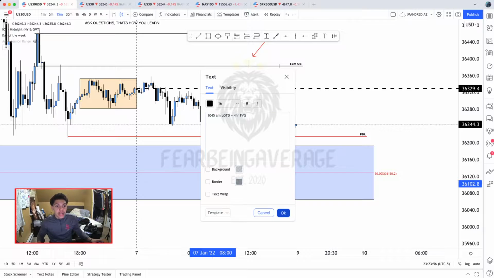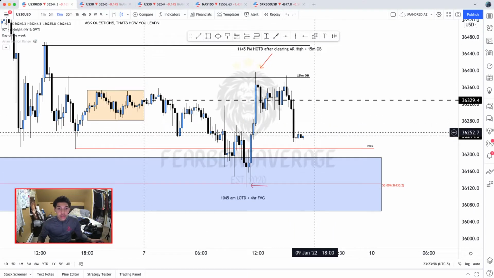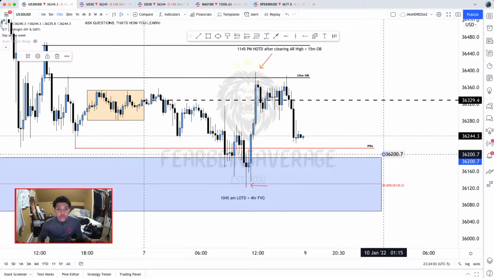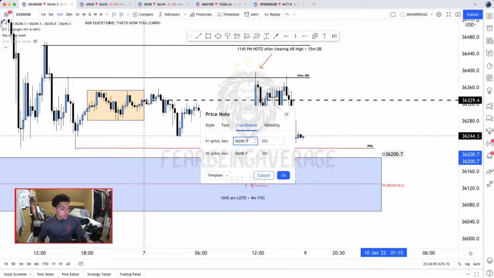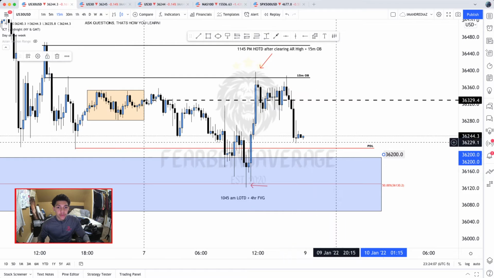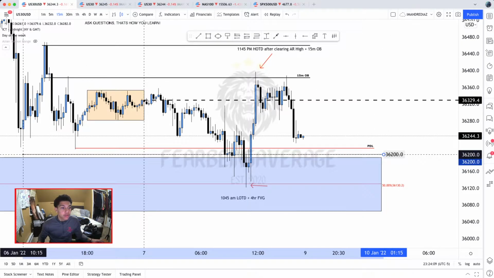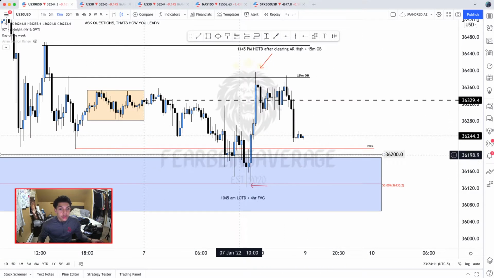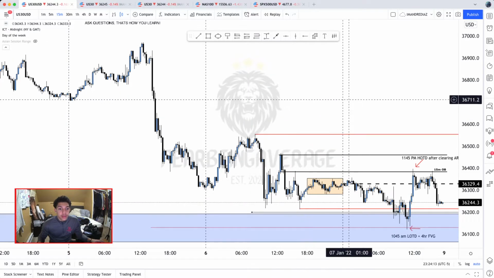Just like that. But that's not the only reason price was able to have this rejection. We're paying attention to where we are in price. You want to pay attention that 36,200 is also right above here. So we have this big figure level that was traded into and consolidated around here.